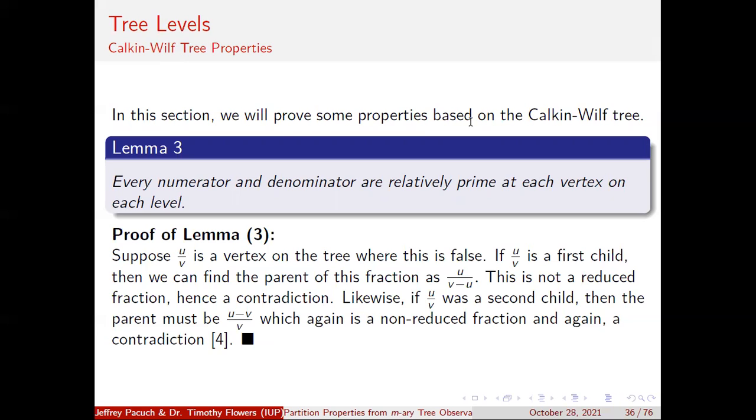And what they do is they say, well, this fraction must stem from some parent. And since it stems from some parent, depending if it's a left child or a right child, that means the numerator will be bigger than the denominator, or the denominator will be bigger than the numerator. So if it was a left child, for example, they say the parent will then be u over v minus u. And since it's not a reduced fraction, they say it's a contradiction, and every fraction must be relatively prime. And they make the same argument for when it's a right child. It's just, the numerator is bigger than the denominator, but it is proven to be true.